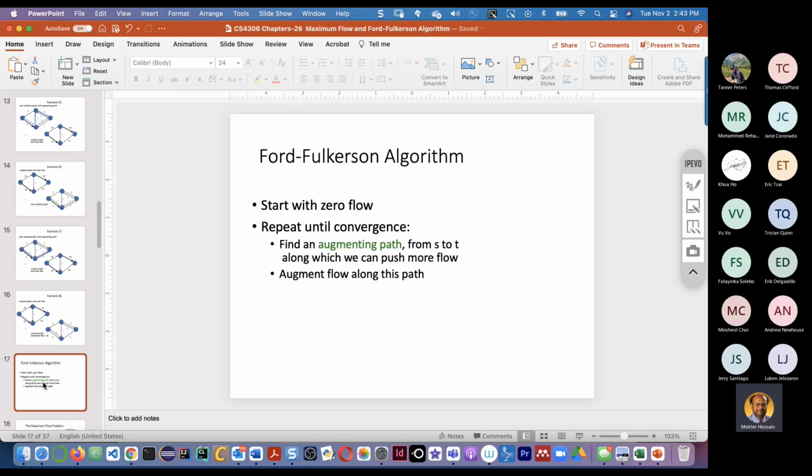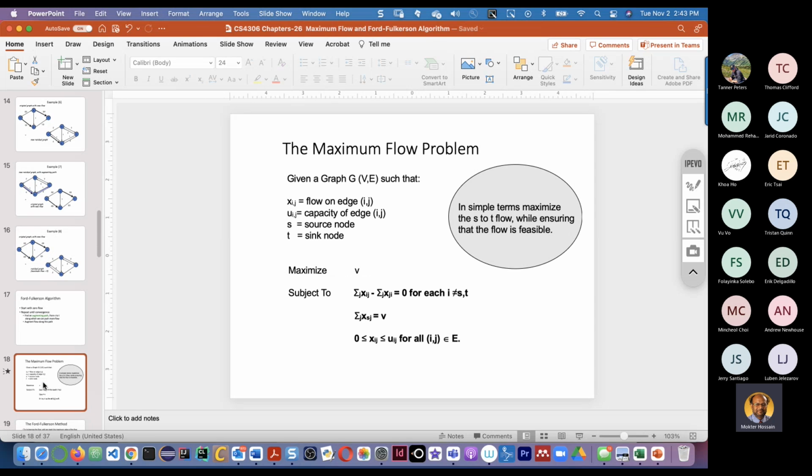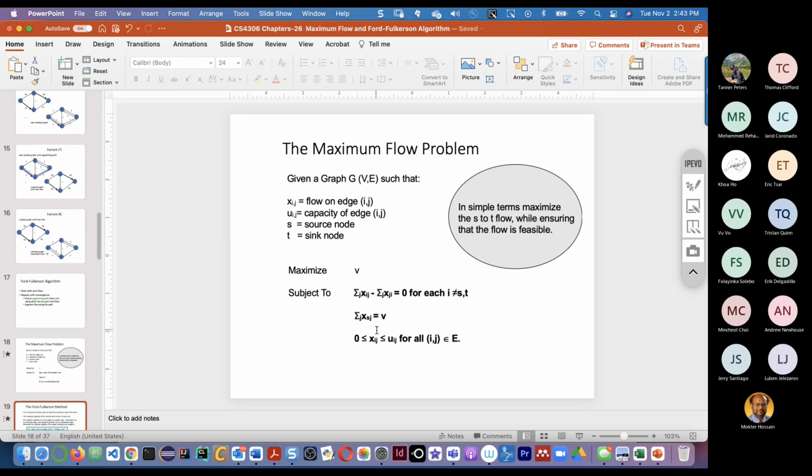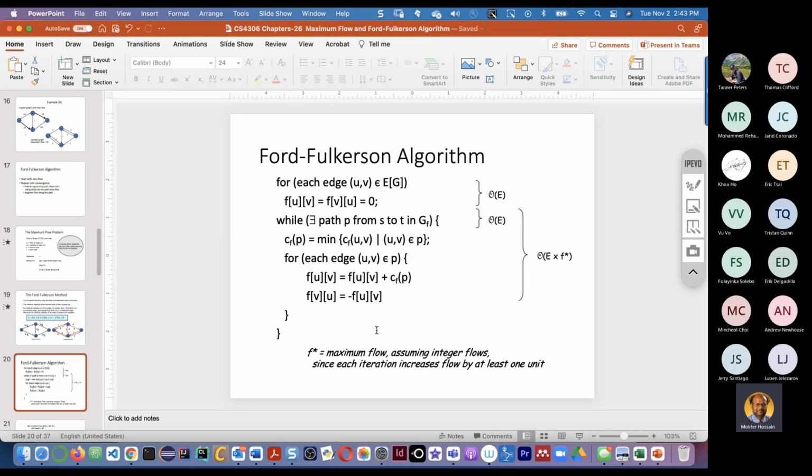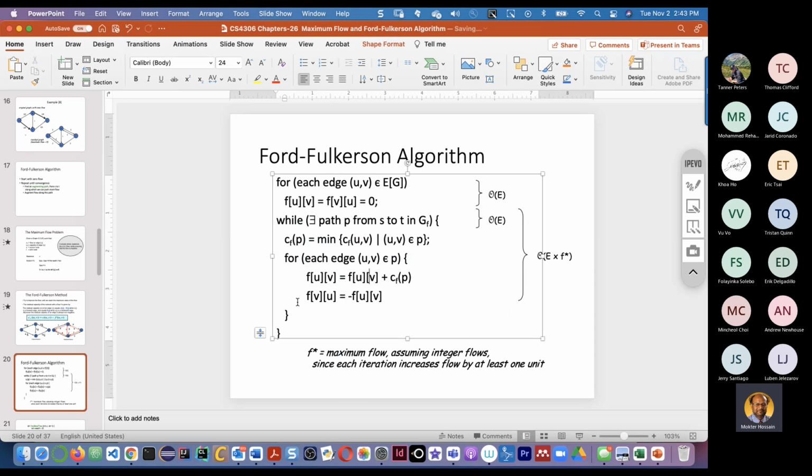This is a little bit of a demonstration of the Ford-Fulkerson algorithm. You see that the demonstration is over here, and the algorithm looks a little bit complicated to me. Okay, this is the algorithm.